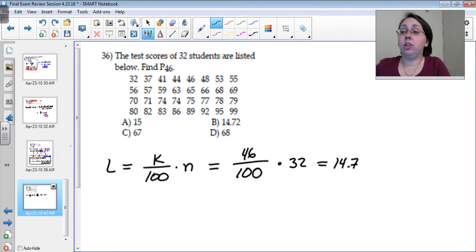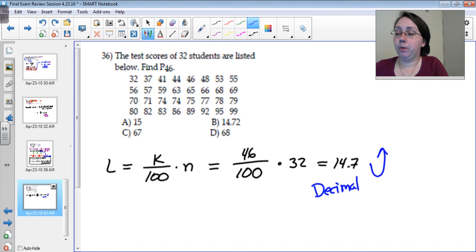All right. When your locator is a decimal, what do you do? So we're going to round this up, what was it, 14.01? No matter how small the decimal is, you always round locators up. So we need the 15th data value. 15 is not your answer. Look, it's there to trick you. Your answer is the data value that is in the 15th position.